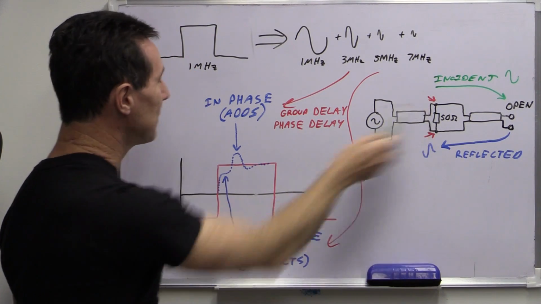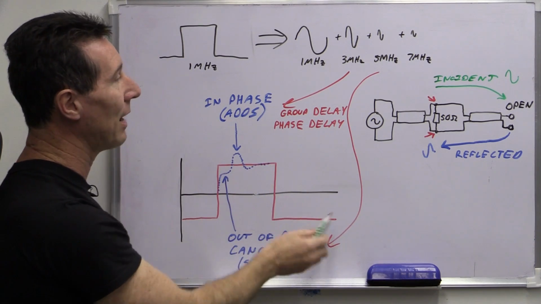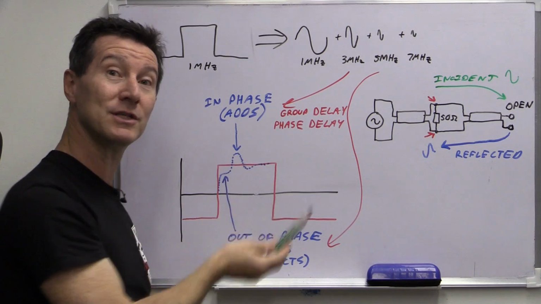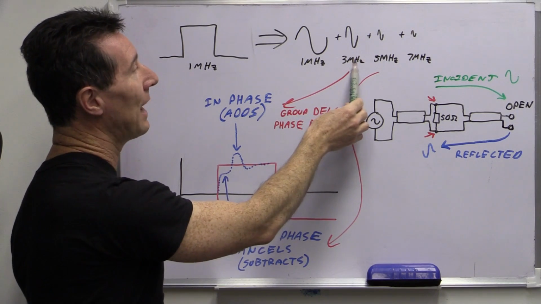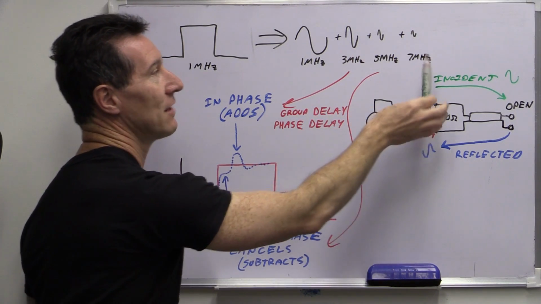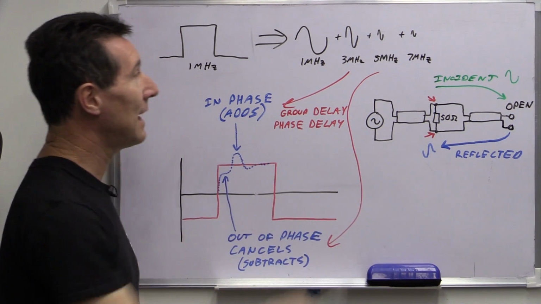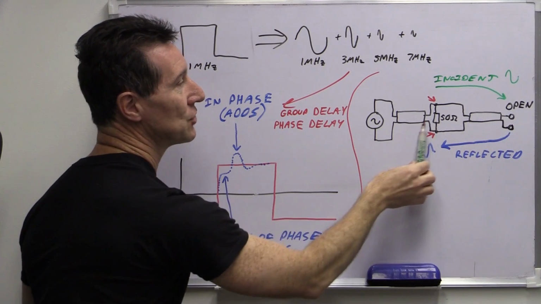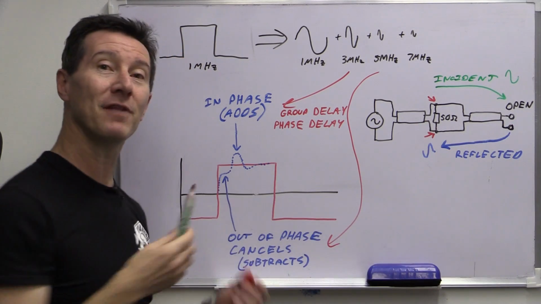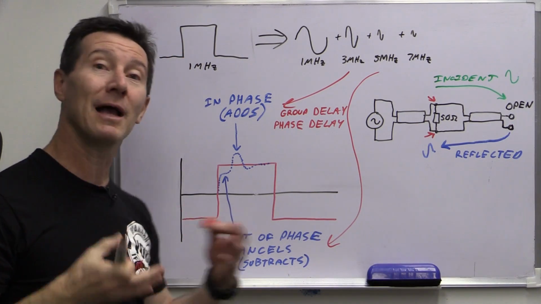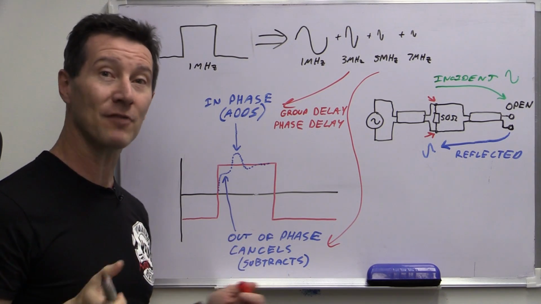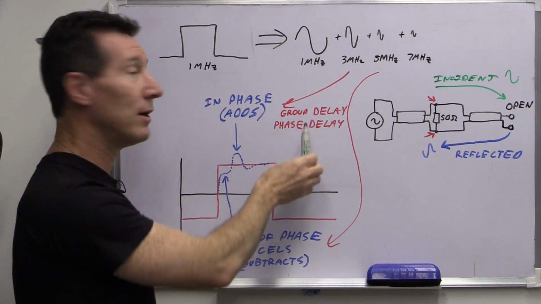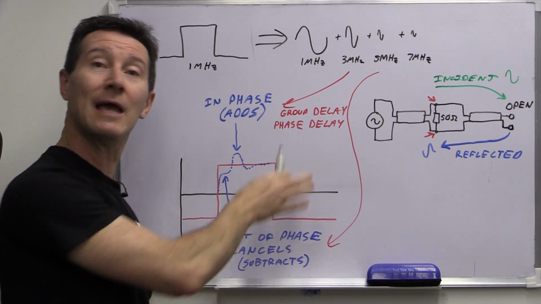Now, the signal here, the square wave in red, is made up of all these different frequencies. So if it's a 1 megahertz signal, we're going to have all of the odd harmonics in there: 3 megahertz, 5 megahertz, 7 megahertz, and so on, in diminishing amplitude. When all of these frequencies travel along this coax and then get reflected back, some of them are going to be in phase, some out of phase, and they're going to have different delays. This is known in theory as group delay and phase delay.